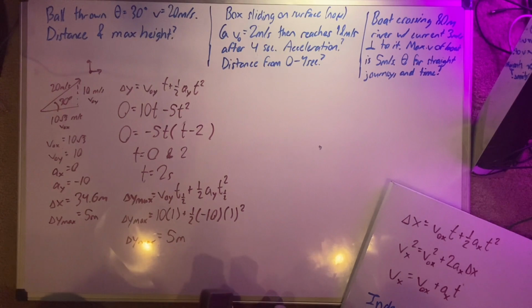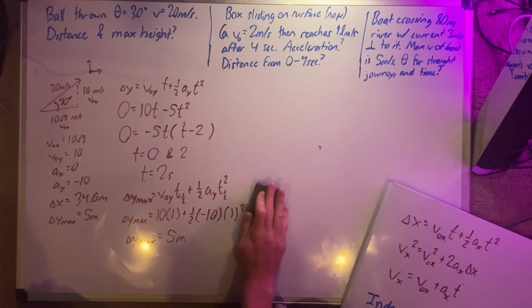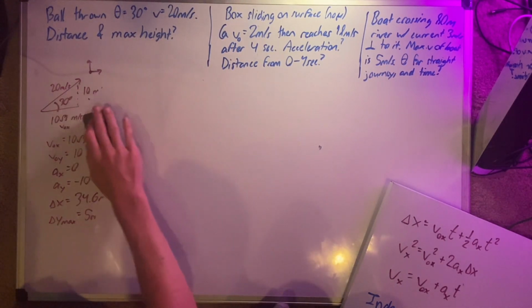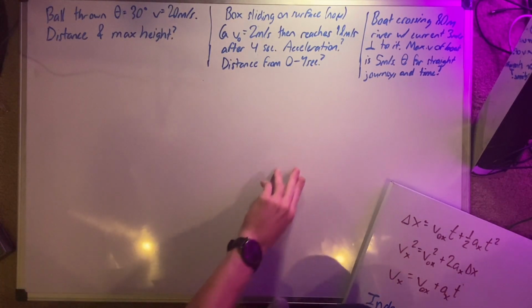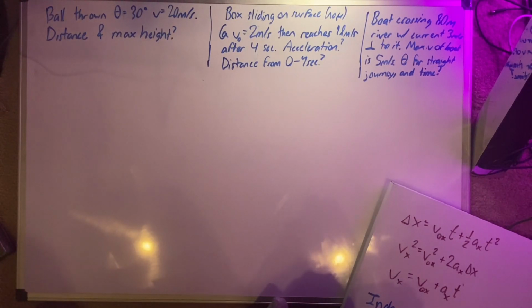Now, with that being said, we can erase this and then move on to the next problem. A box slides on a surface with no friction at an initial velocity of 2 meters per second, then reaches 18 meters per second after 4 seconds. What's the acceleration and how long does it travel for from 0 to 4 seconds?